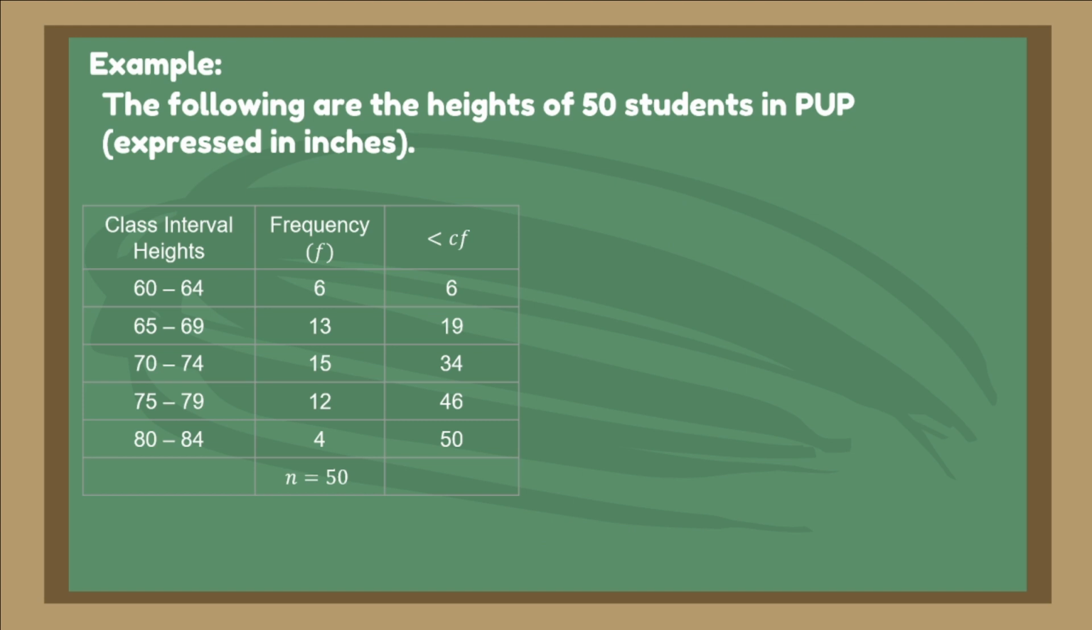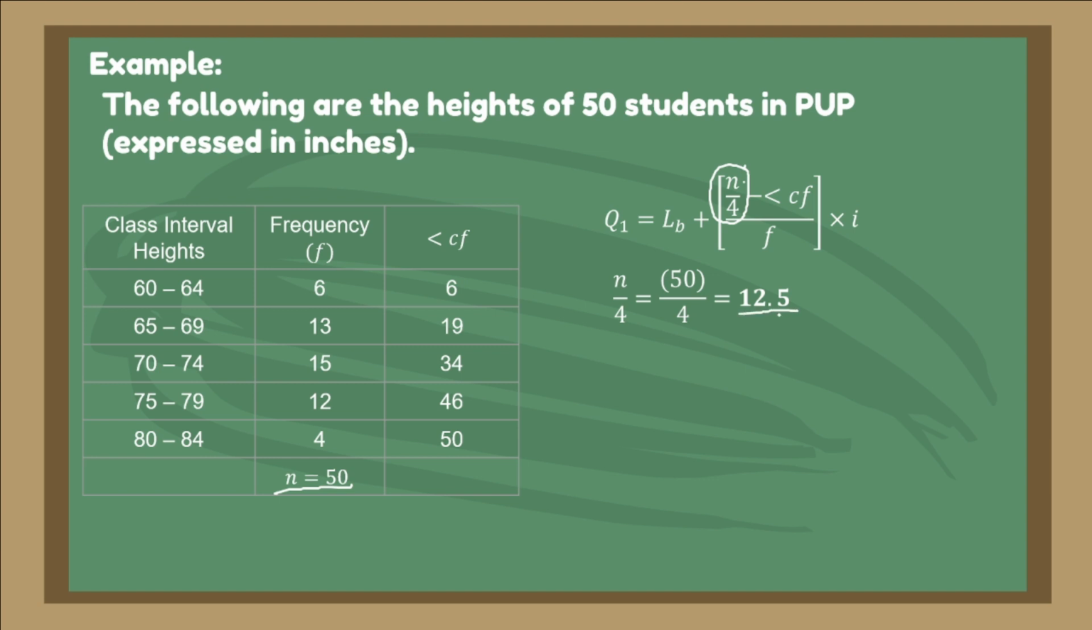Now let us proceed to quartile 1, with the same procedure as quartile 3. The formula for quartile 1 is Q1 equals lower class boundary plus the quantity n over 4 minus less than cumulative frequency, over the frequency, times the interval. Just like quartile 3, we first solve n over 4. Our n is also 50, which came from our total frequency. So 50 over 4 is equal to 12.5.